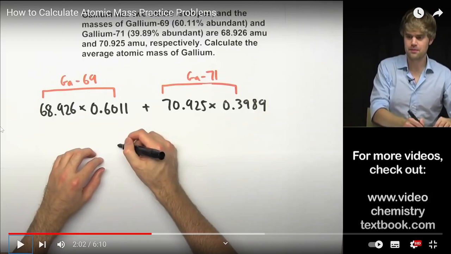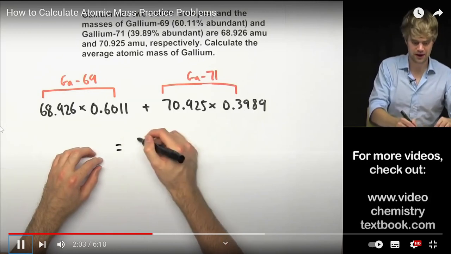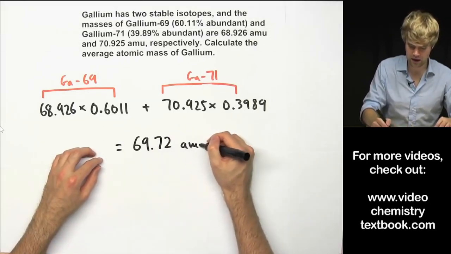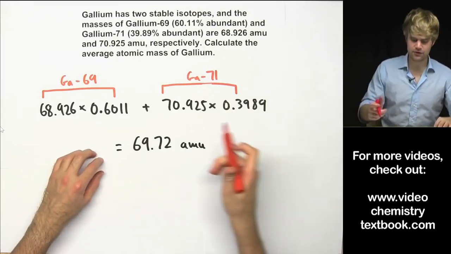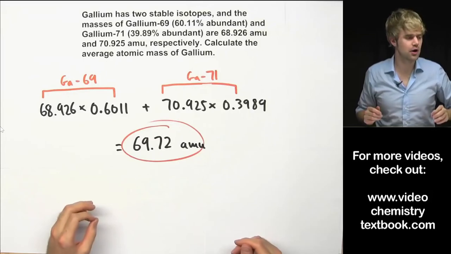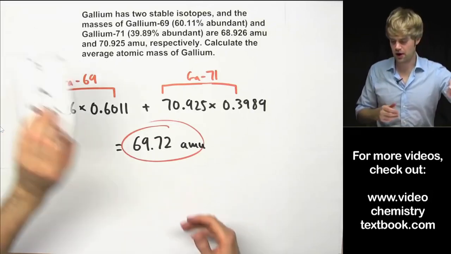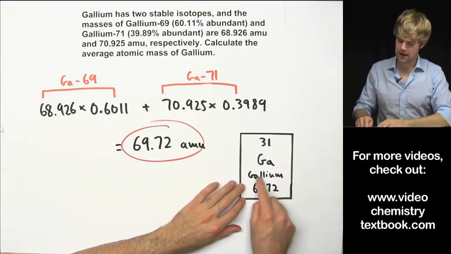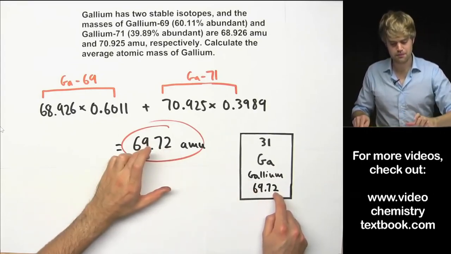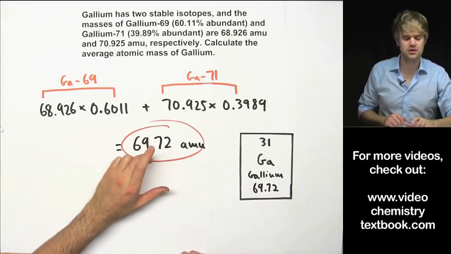Okay, and you would do your order of operations here. Do the multiplication first and then the addition. And what you're going to get is 69.72 AMU for the average atomic mass of gallium. Now, if you wanted to just check your work, you could look gallium up on the periodic table. Here's what it would look like. And underneath the element name is the average atomic mass, which matches what we just calculated.